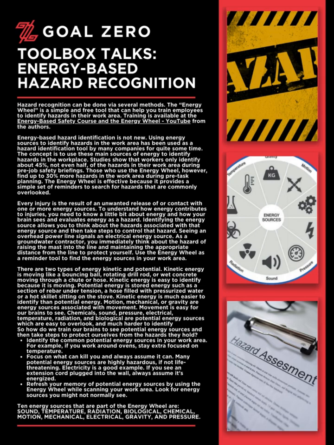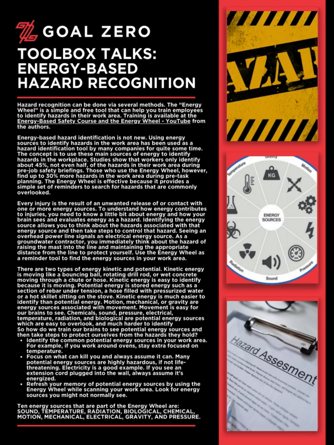Identify the common potential energy sources in your work area. For example, if you work around ovens, stay extra focused on temperature. Focus on what can kill you and always assume it can. Many potential energy sources are highly hazardous, if not life-threatening. Electricity is a good example. If you see an extension cord plugged into the wall, always assume it's energized.